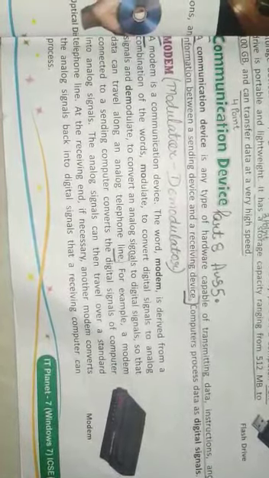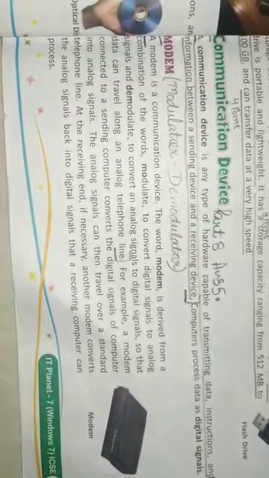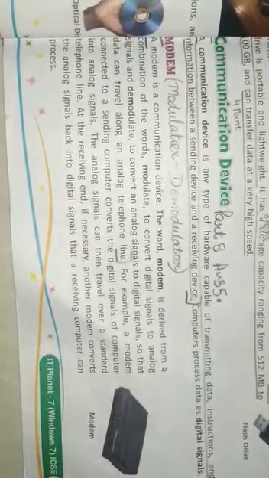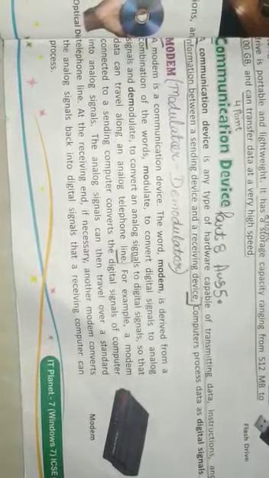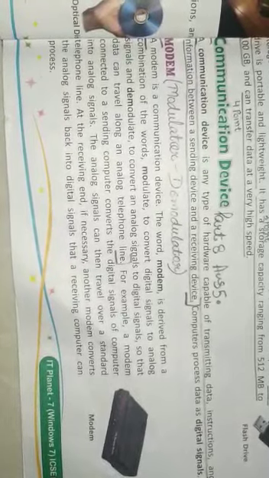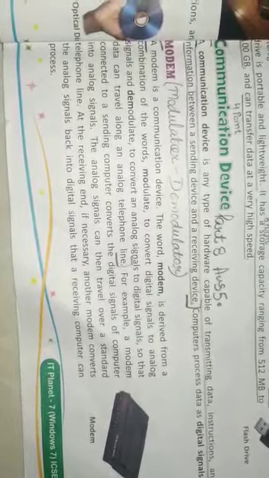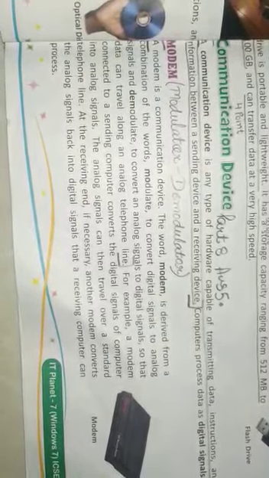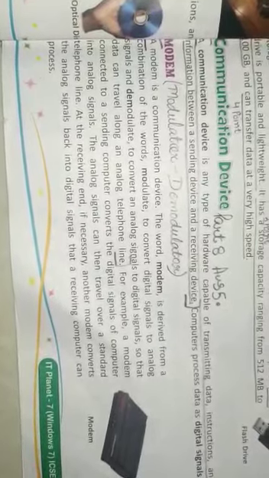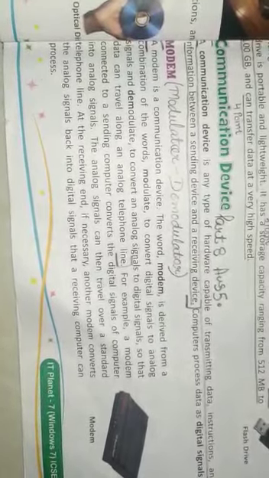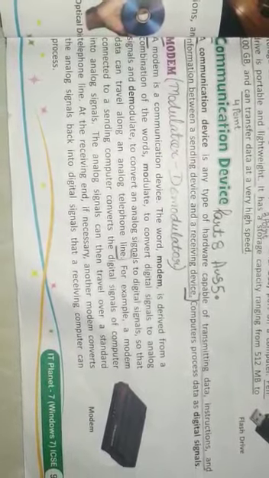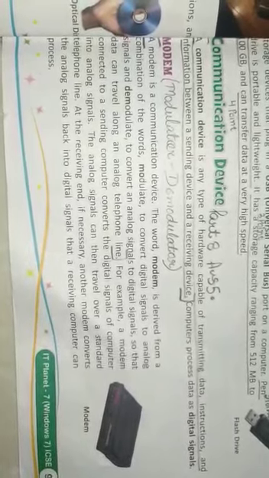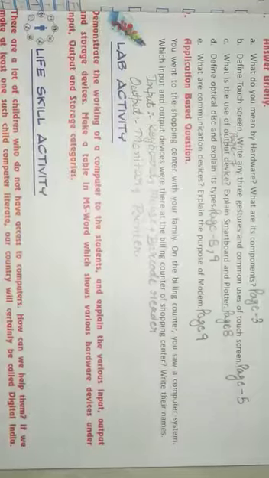After that, leave one line and write the explanation of modem. A modem is a communication device. The word modem is derived from a combination of the words modulate, to convert digital signals to analog signals, and demodulate, to convert analog signals to digital signals, so that data can travel along an analog telephone line. Here is the end of part 8, long questions.